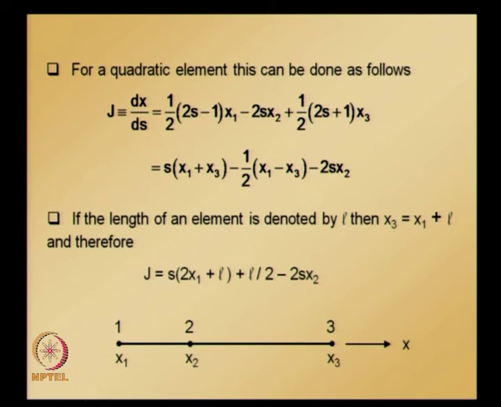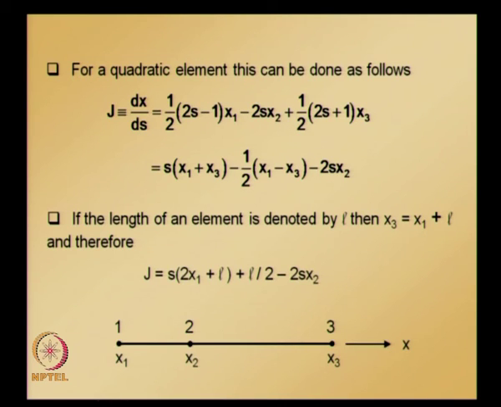For isoparametric mapping to be valid, J must be greater than 0 over the domain s going from minus 1 to 1, not 0 to 1. And you can see here J is a linear function of s.